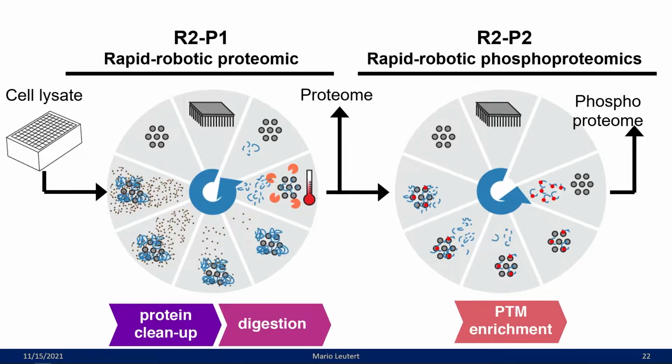However, you can also take the peptides and subject them to a second robotic run, and there we use iron IMAC beads to enrich for phosphorylated peptides, and again, move them through different wash plates, elute the phosphopeptides, and again, after drying them down, the phosphopeptides are ready for mass spectrometry analysis.